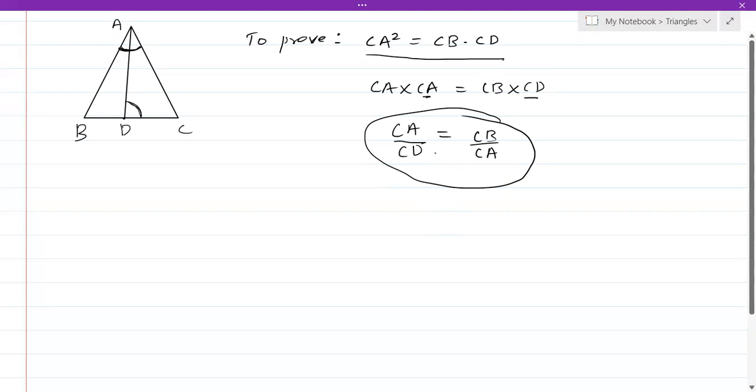So how do we prove this? We have already seen that if you want to prove ratios are equal, you have to take two triangles and prove that the triangles are similar. Which are the two triangles? Observe the numerator. Numerator has got CA and CB. So CA and CB is in which triangle? ABC. CD and CA is in triangle CDA. That is, we have to prove the smaller triangle.